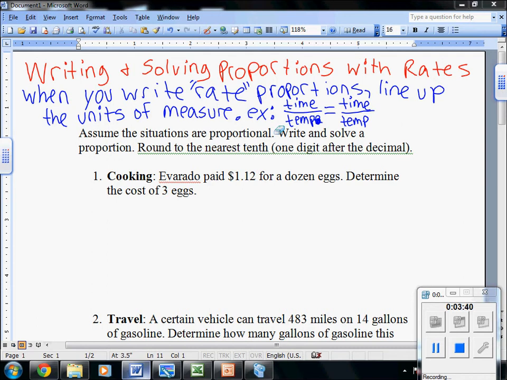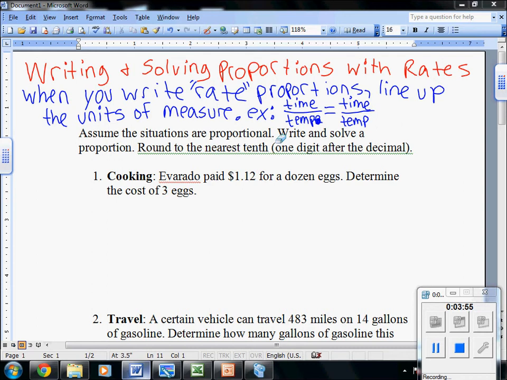Line up your units of measure. So, let's say time was in hours and temperature was in degrees, you would have your hours up top and your degrees on the bottom, or degrees on top on both of them, on both sides, and then hours on bottom.